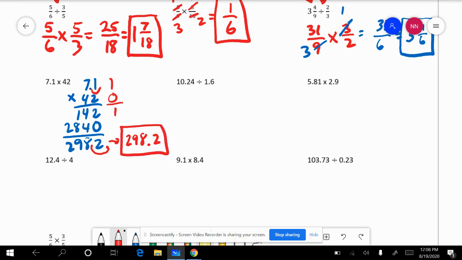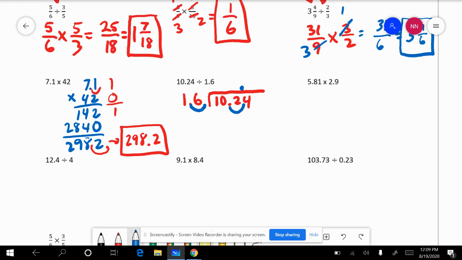Now, looking at the next one, we're going to divide. When we're dividing, we use long division: 1.6 into 10.24. With dividing, we change our decimal divisor by moving the decimal to the right one, meaning we do the exact same thing for the dividend. And then we put it up here for the quotient.